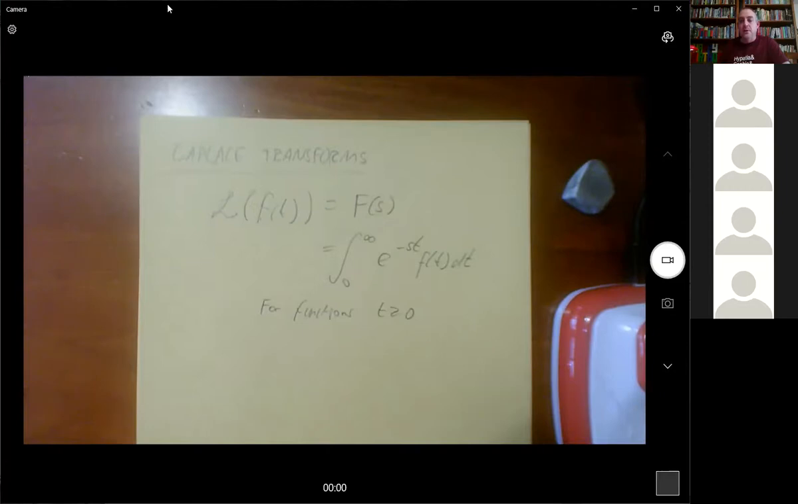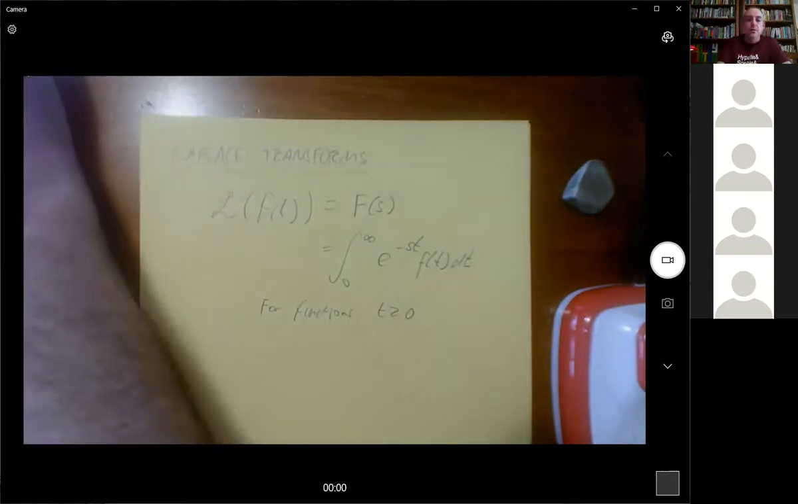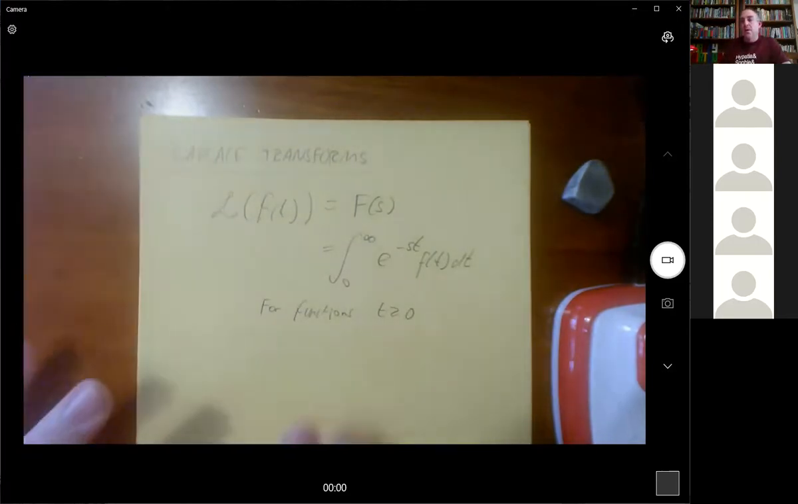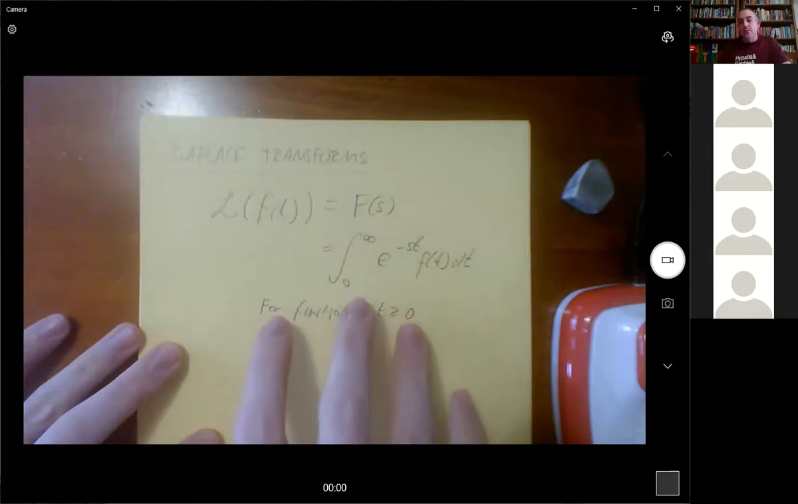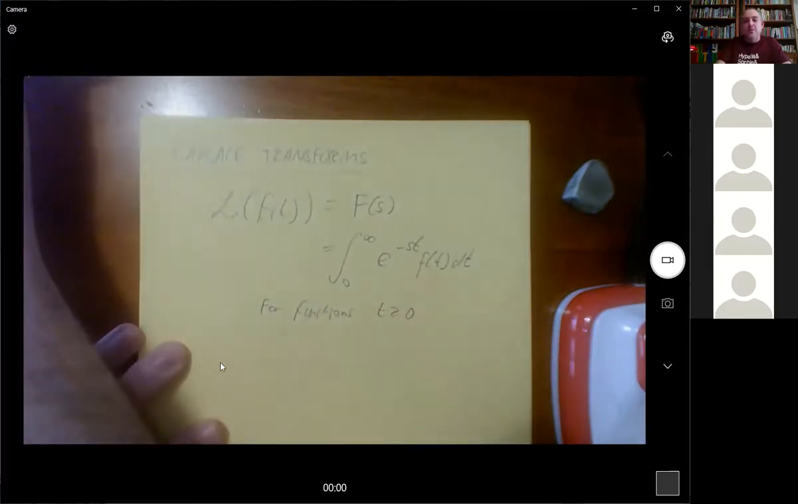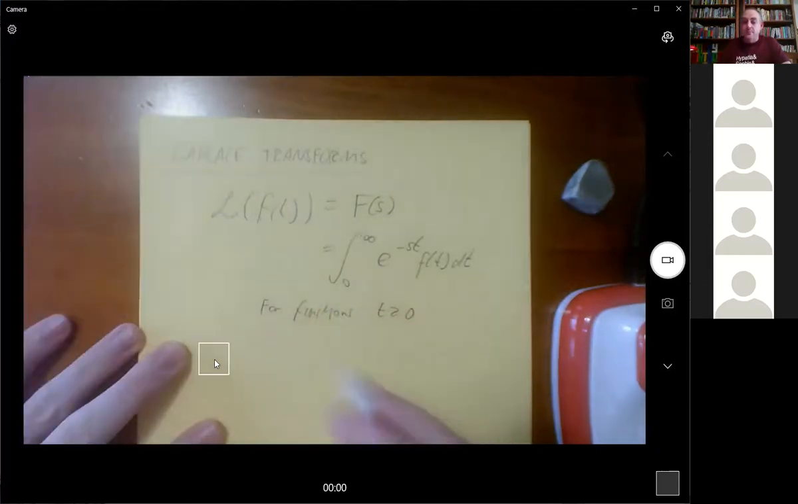So if your function is, that's one thing about it. And then there are rules for the kinds of functions they deal with. This will be able to deal with functions that start at 0 and go forever.